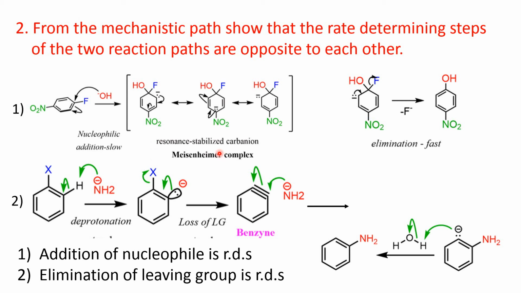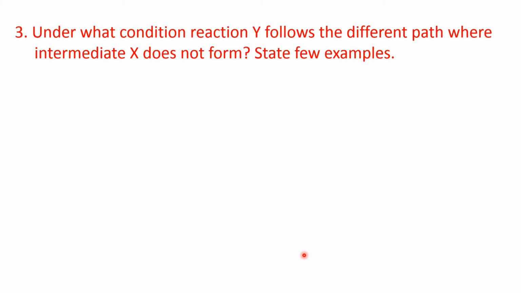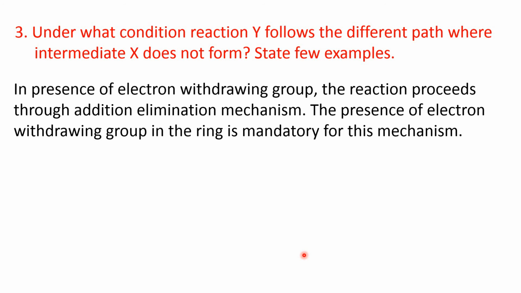Now the third question. Under what condition does reaction Y follow the different path where intermediate X does not form? That means benzyne intermediate does not form. State few examples. So, in presence of the electron withdrawing group in the benzene ring, the reaction proceeds through the addition-elimination mechanism. And the presence of the electron withdrawing group is mandatory for the reaction to occur through this addition-elimination mechanism, or through the formation of Meisenheimer complex.